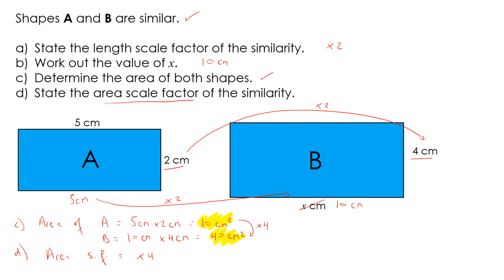And what you notice is, unlike with the lengths and perimeters, the length scale factor and the area scale factor, times by 2, times by 4, are not the same this time. So bear that in mind for today, but there's a connection between these two. We'll try and spot it as the lesson goes on.